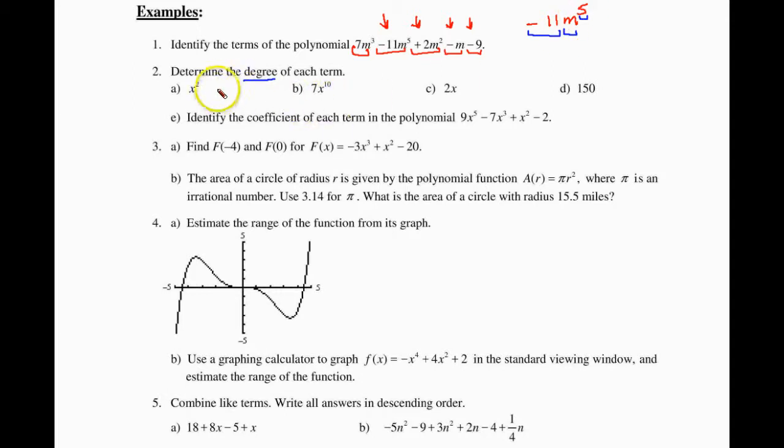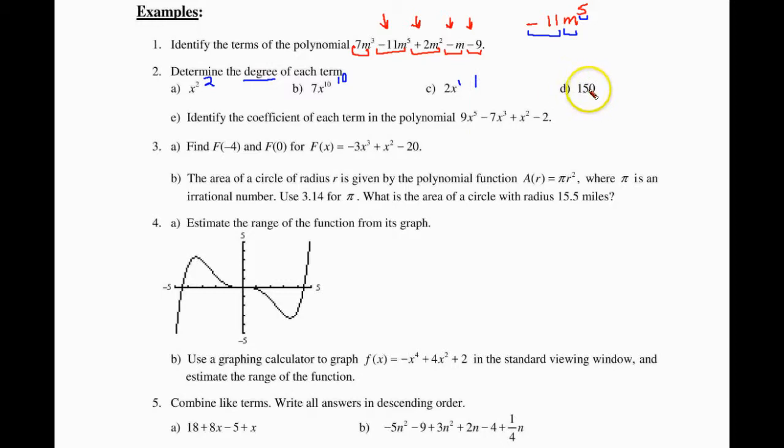And now let's take a look at what we have down here for number 2. What is the degree of this term? And the answer is 2. The degree of this term, 10. The degree of this term. Now notice there isn't an exponent showing on the x. When you have that, we have the exponent of 1. We just don't write the 1. So the degree of this is 1.